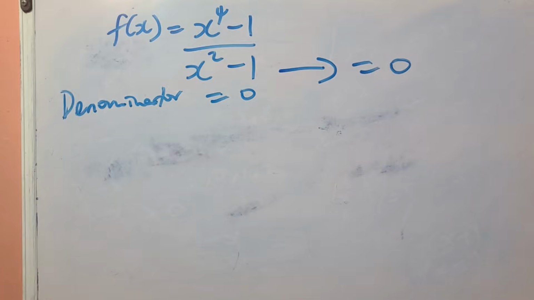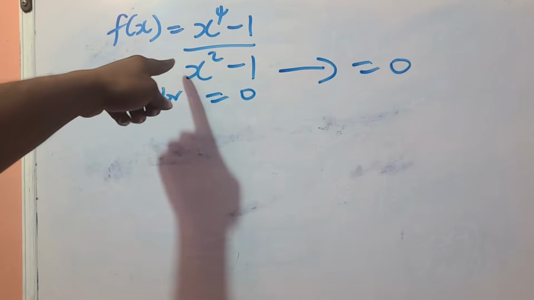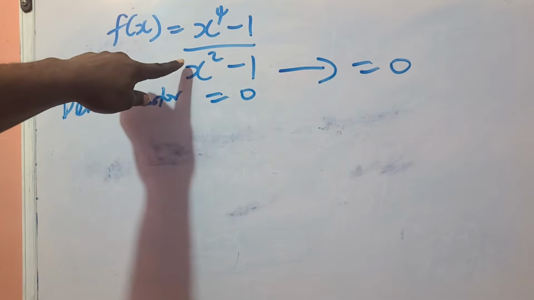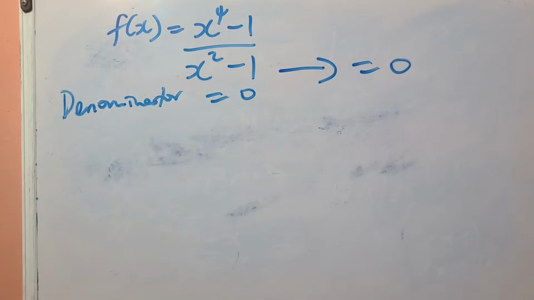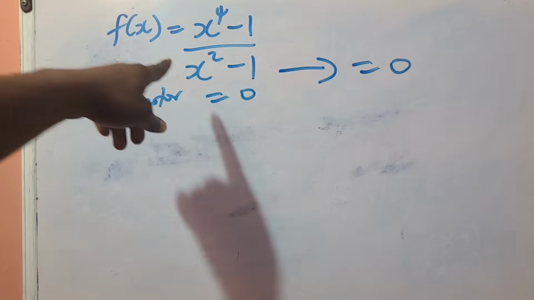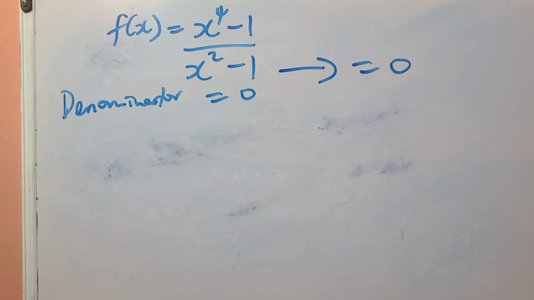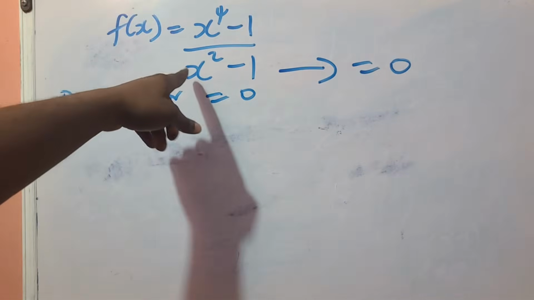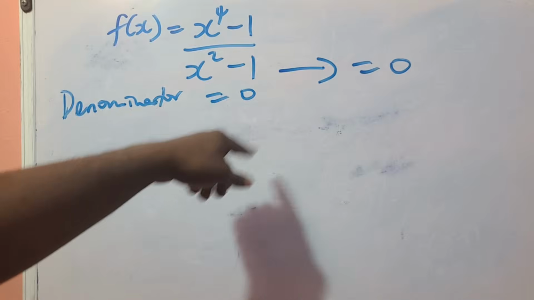So now, at what point do you feel this function you're dealing with will be discontinuous? What do you think will happen? What should be the value of x that will make this function discontinuous? Can you just try and wrap your mind around it? What should be x that will make the denominator equal to 0?